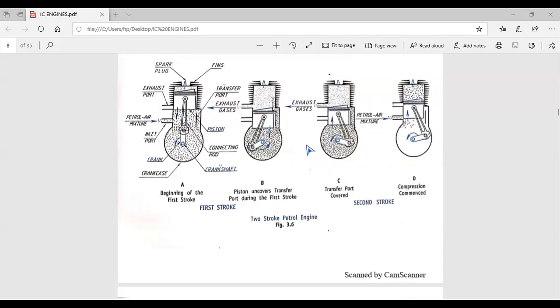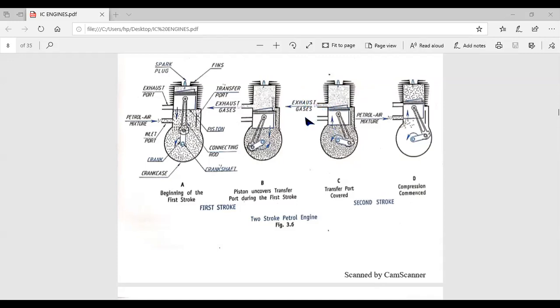Remember, all of you, the word scavenging. Scavenging means allowing the petrol and air mixture to fill the cylinder while, in the meantime, the exhaust gases are released outside. The word scavenging means to suck the air and petrol mixture into the cylinder, and at the same time make the exhaust gas release outside.